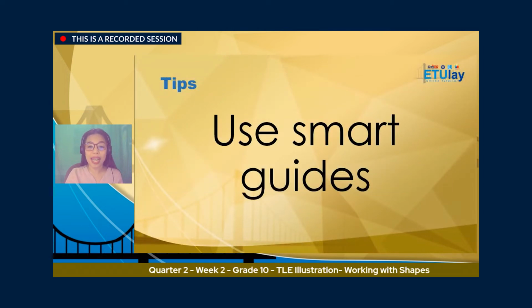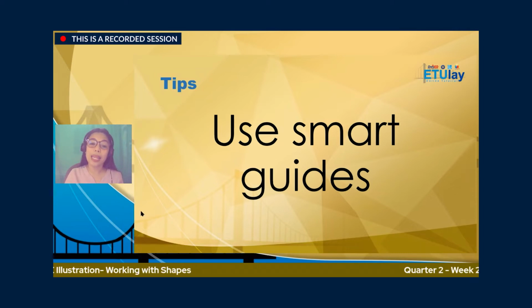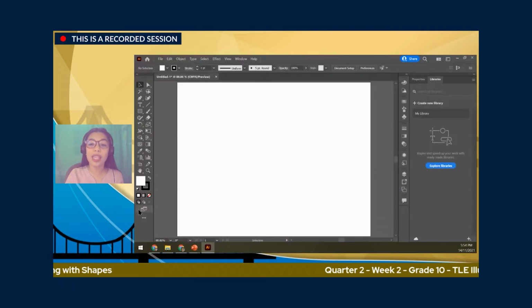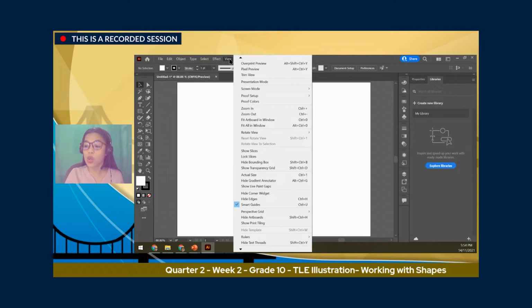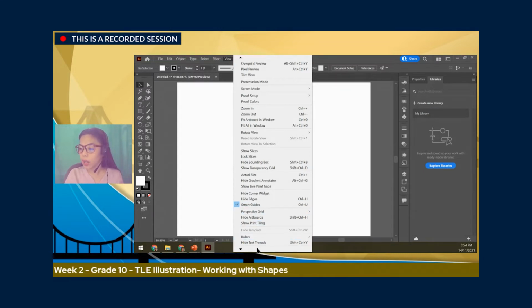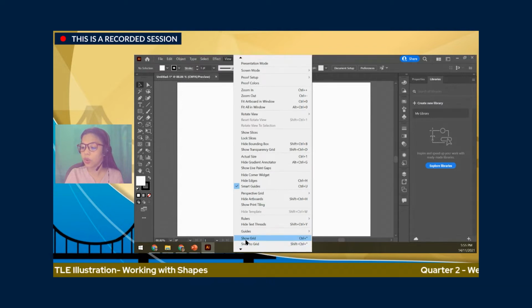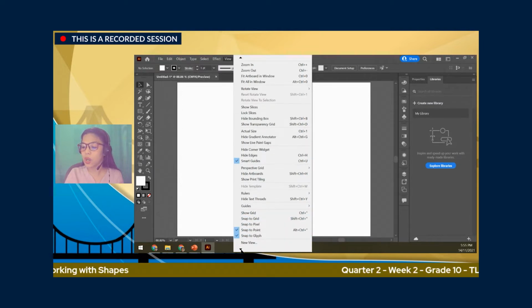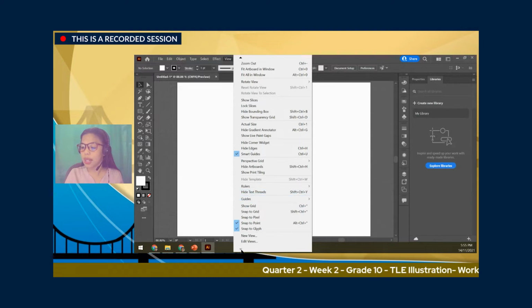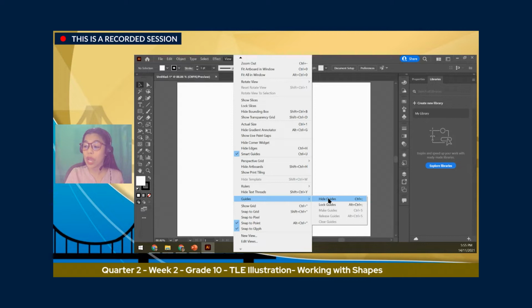Next tip na tayo. Use the smart guides. Okay? Paano natin ito gamitin or paano natin siya palabasin? Balik uli tayo sa ating Adobe Illustrator. And then go to view and then show smart guides. Okay? Makikita natin yan pagdating dito sa guides. Ayan. Oh, this is the guides. And then, dahil ako ay naka-show na, ang makikita mo doon ay hide na. Okay?